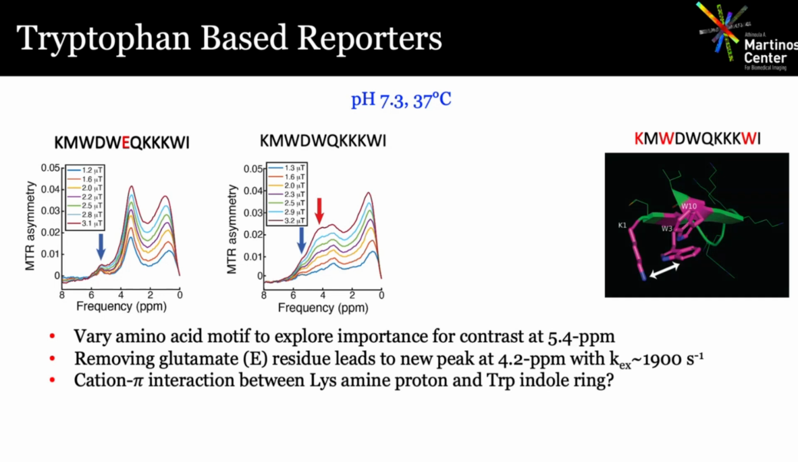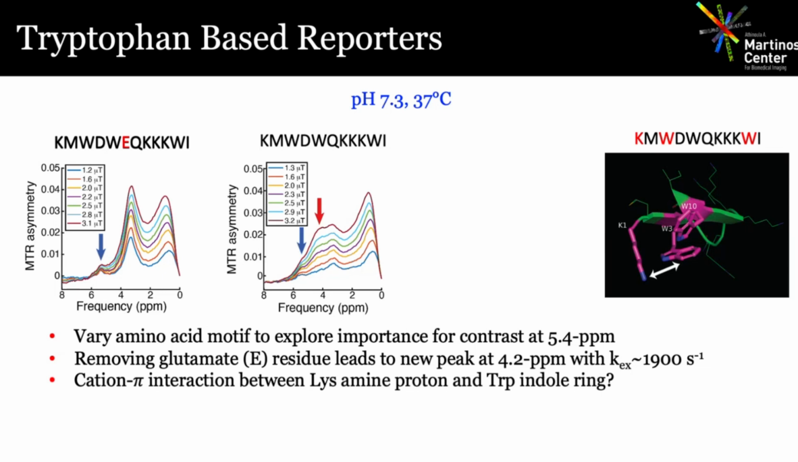peptide structure predictions. And what you see is the lysine side chain amine is in close proximity to the indole ring of the tryptophan. So we're getting this sort of cation-pi interaction. So what we thought is, well, maybe this interaction is shifting the amine proton on the lysine, which usually is at 3 ppm from water, further downfield, and also slowing down the exchange rate, because usually you don't see these amines because the exchange rates are too fast.